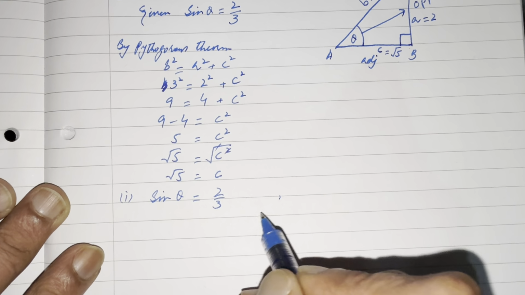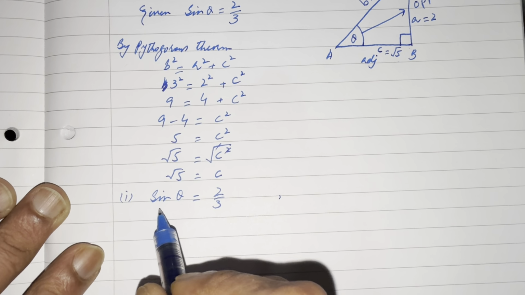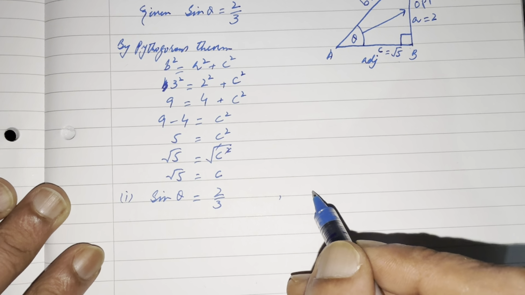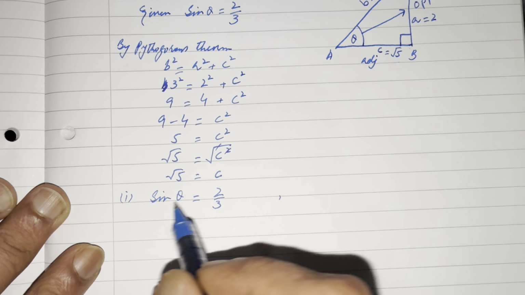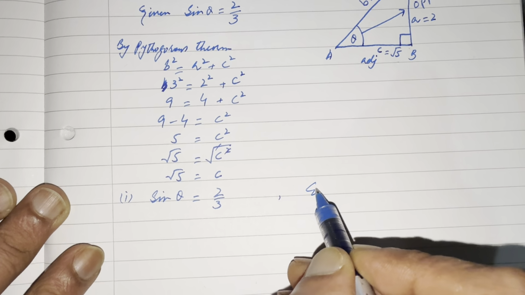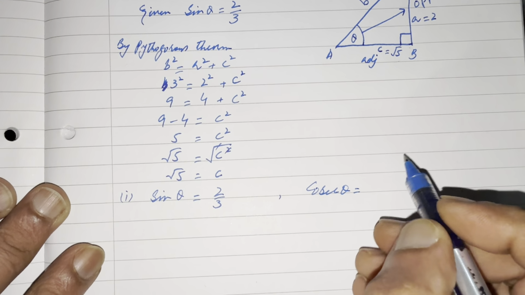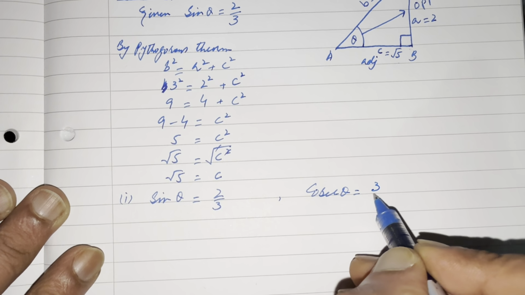So with the help of sine theta, we can find the ratio of cosecant theta, because cosecant theta is the opposite ratio of the sine theta. So we can say that cosecant theta will be equal to 3/2.